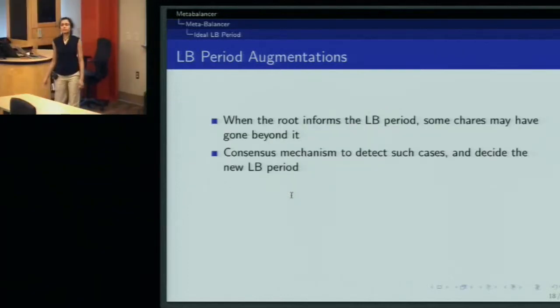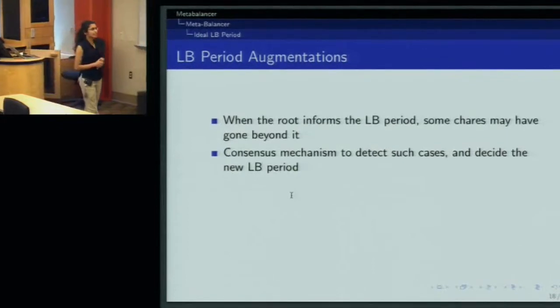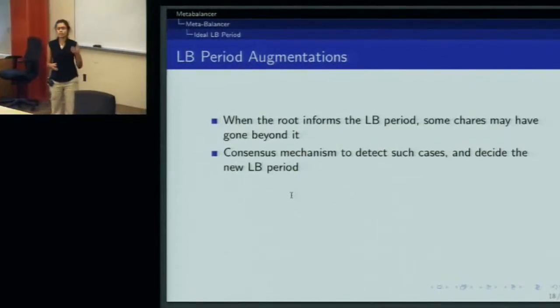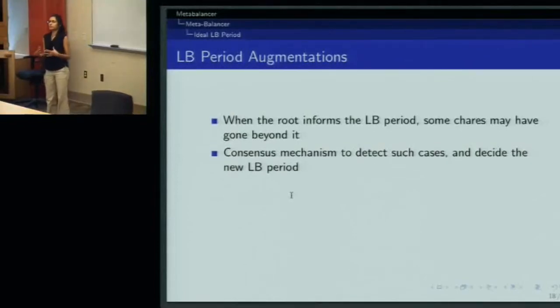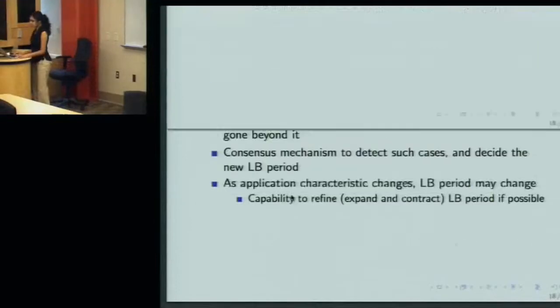So as we saw before, we don't have any local barrier or global barrier while we are collecting the stats. So now we need to ensure that when the load balancing period has been decided, it is informed to all the processors. But some of the chares might have gone beyond that particular period. So we need to have a consensus mechanism to make sure that all the chares are at a particular iteration and then carry out the load balancing process.